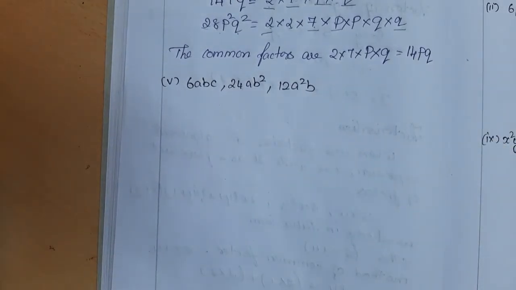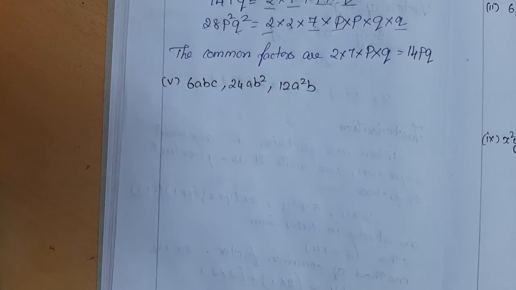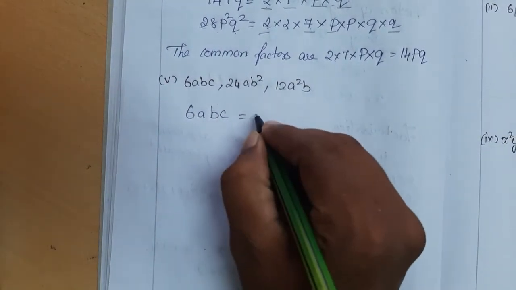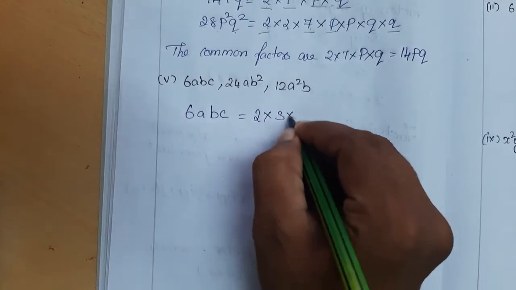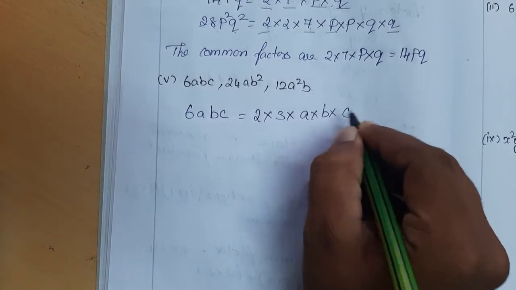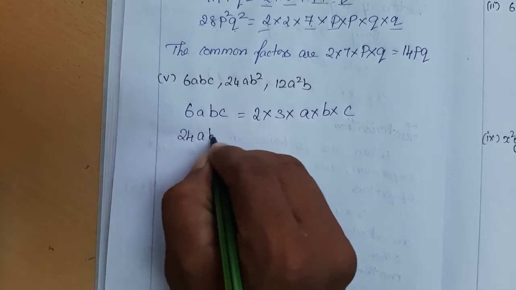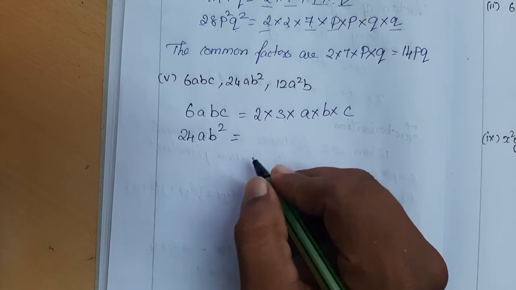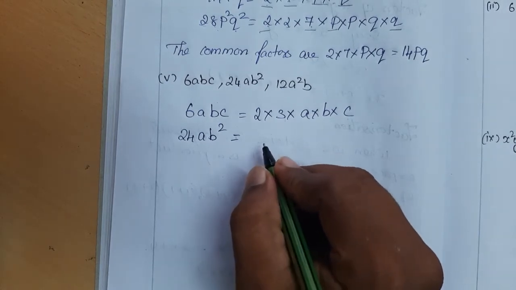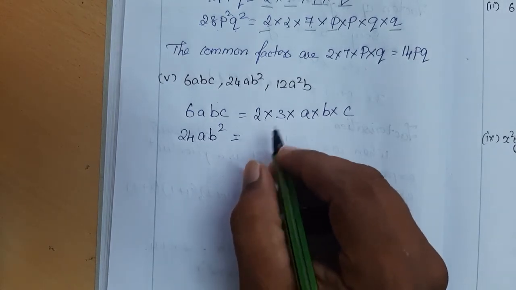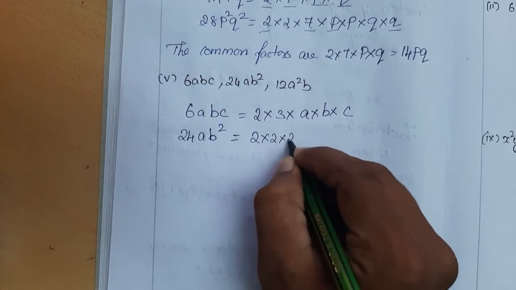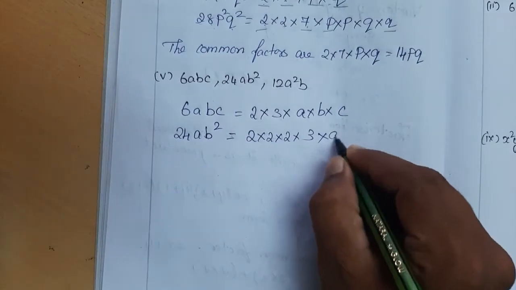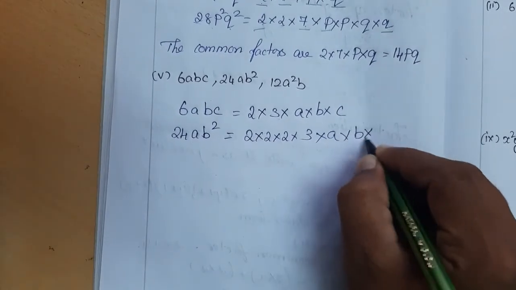Even with 3 terms, we are going to do it by the same method. First, let me find the factors of the first term. This you can write as 2 into 3 into a into b into c. Next is 24ab square. So 24 can be written as 2 into 2 into 2 into 3. 2 2s are 4, 4 2s are 8, 8 3s are 24. So into 1a into b square is there, so b into b.